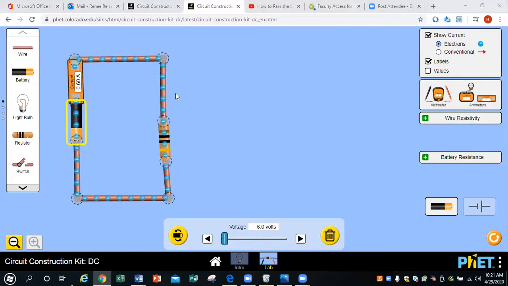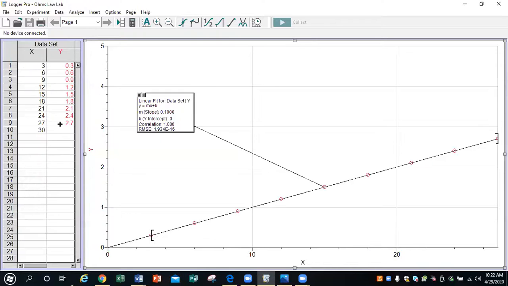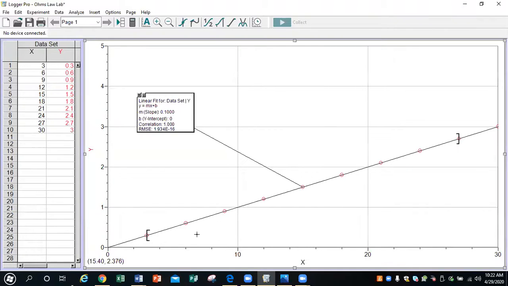Now I have 6 volts, 0.6. If I dial this up to 9, you can see the pattern, right? If I go 9 volts, I get 0.9 amps. As I increase my voltage by 3, my current increases by 0.3. When I do the lab, here are all the values that I put in. As you punch this into Logger Pro, it automatically graphs for you, so I automatically get the graph.